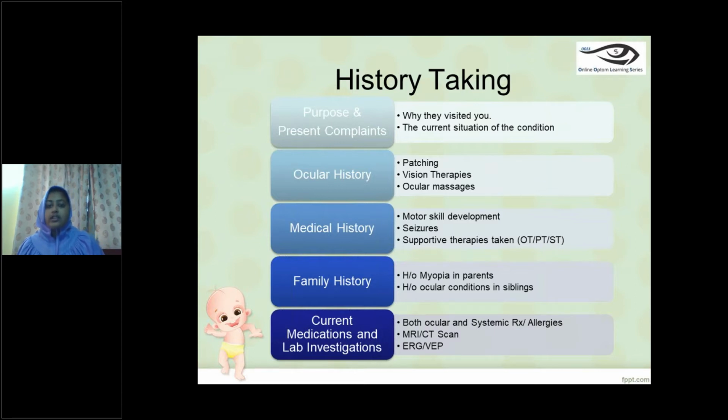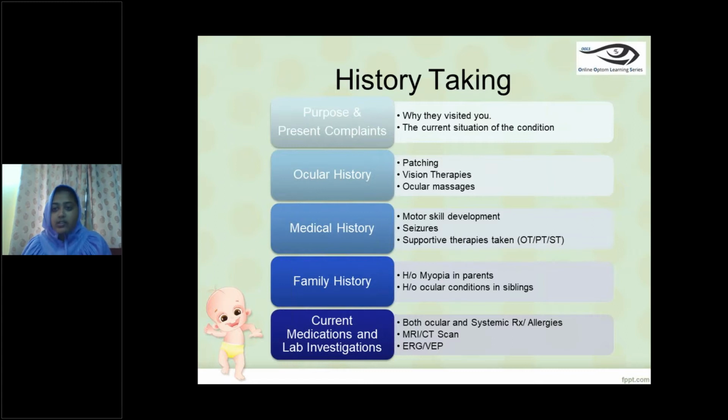Something else we would ask is about patching history. Have they done any patching therapy before? And if they have done, we have to mention for how long and which eye has been patched. And we can also ask what activities the child does during the patching, so that we can also know the compliance of the child with the patching.